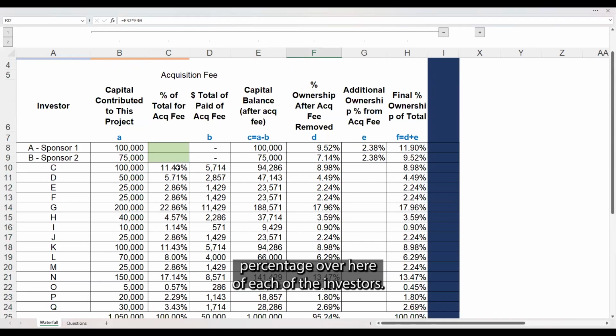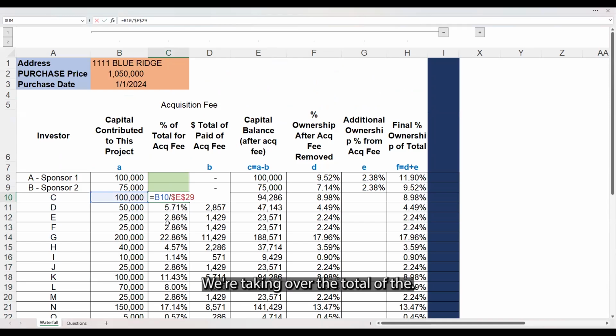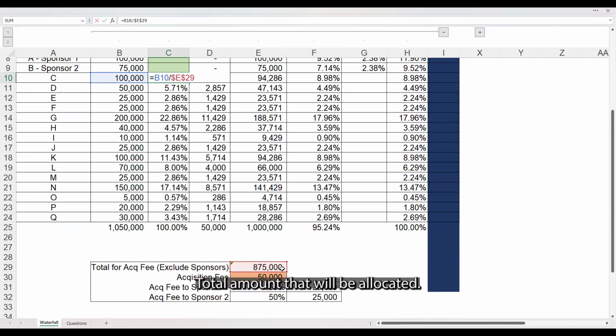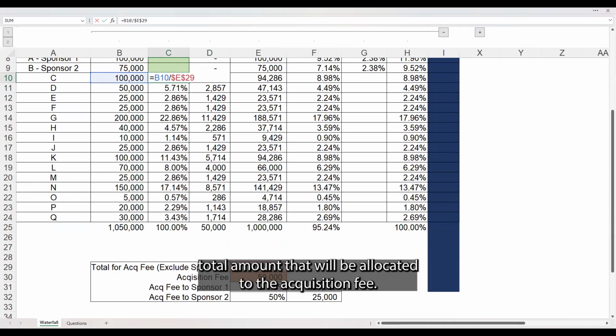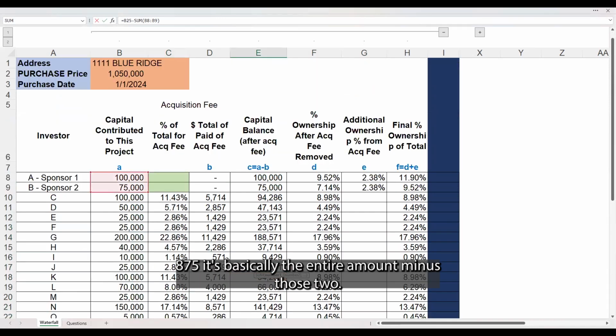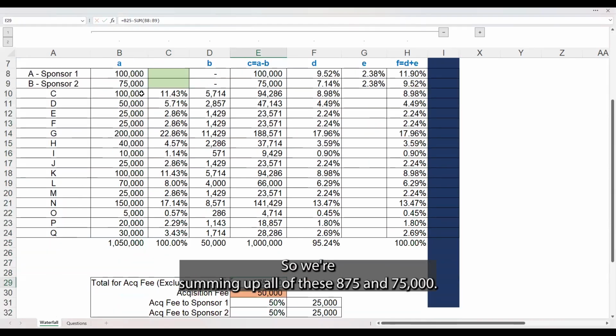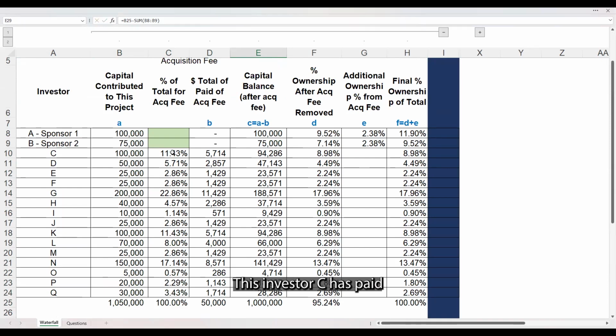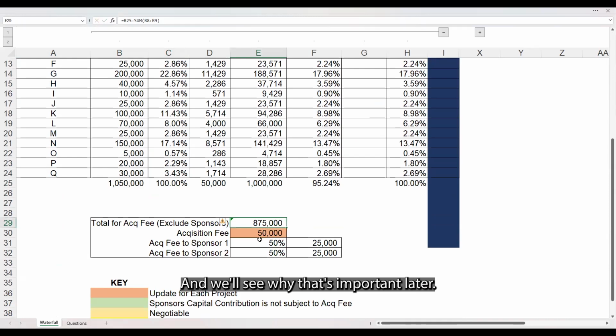Now, we're taking a percentage of each of the investors' capital contributed, right? We're taking the total amount that will be allocated to the acquisition fee, right? 875, it's basically the entire amount minus those two. So we're summing up all of these, $875,000. This investor C has paid 11.43% of his capital going towards that. And we'll see why that's important later.